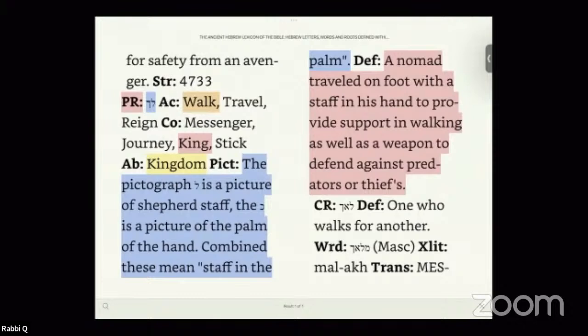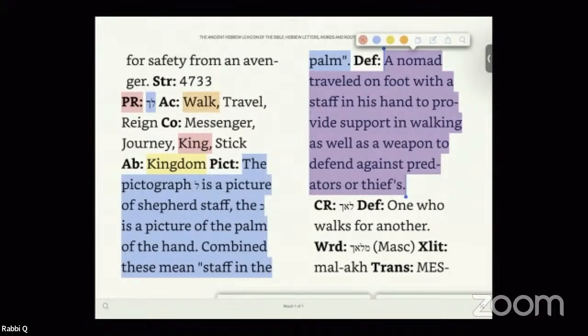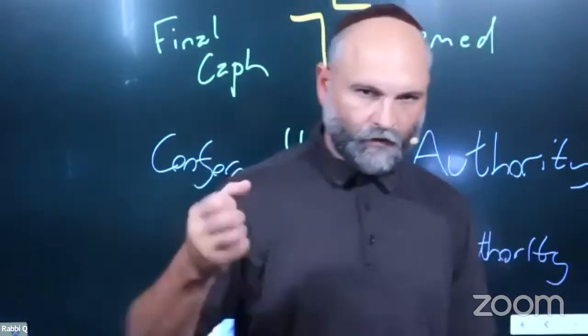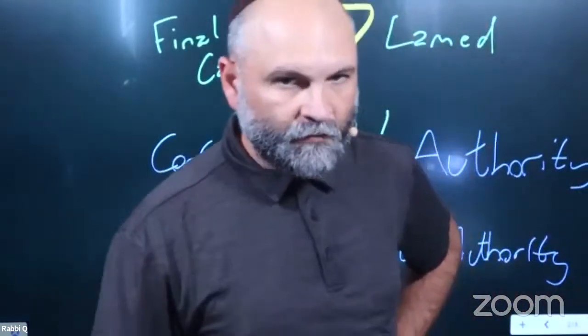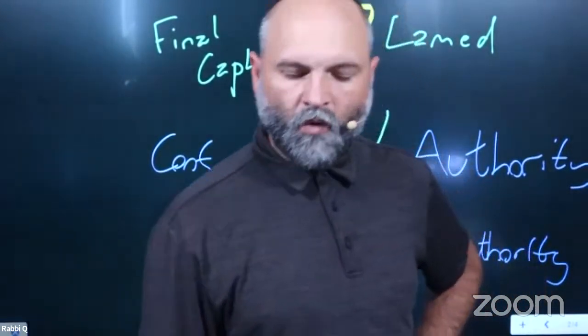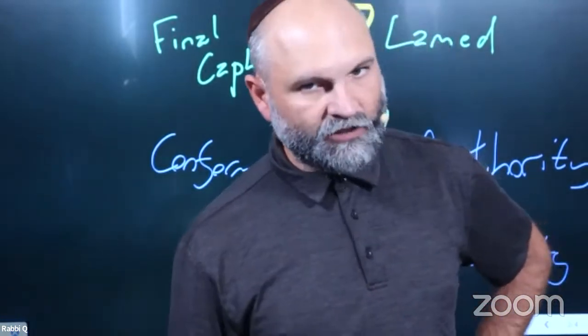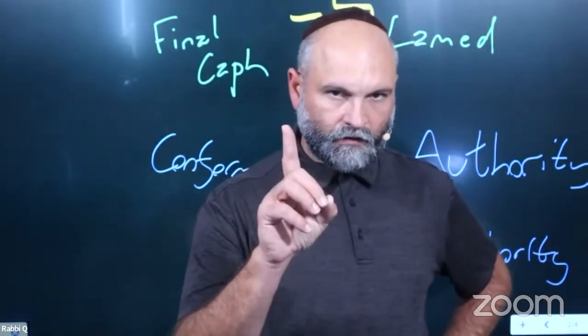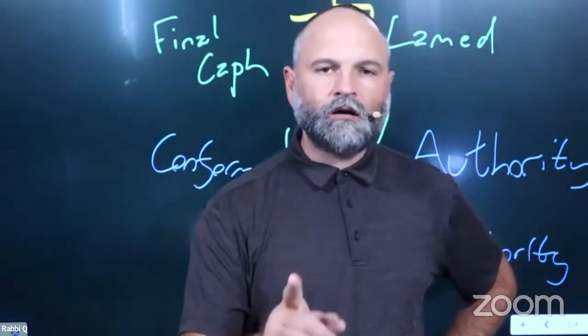So before we get into this concept of king and kingdom, we need to understand how they thought about this. A nomad traveled on foot with a staff. Getting back to our concept of a staff, we're holding the staff in our hand, we're walking, but what kind of staff? A shepherd's crook. Why? Because there are plenty of ways they could have drawn this, but they chose to put a shepherd's crook there, because who's walking? The leader is walking and the others are following.